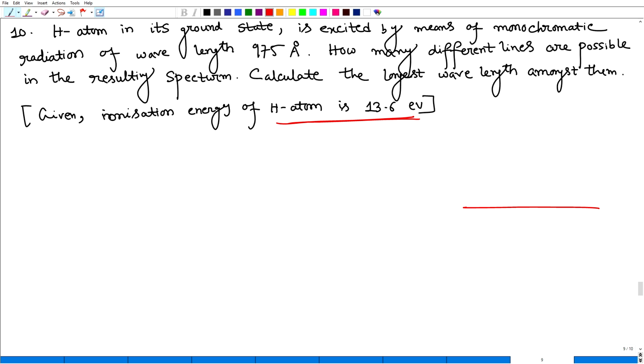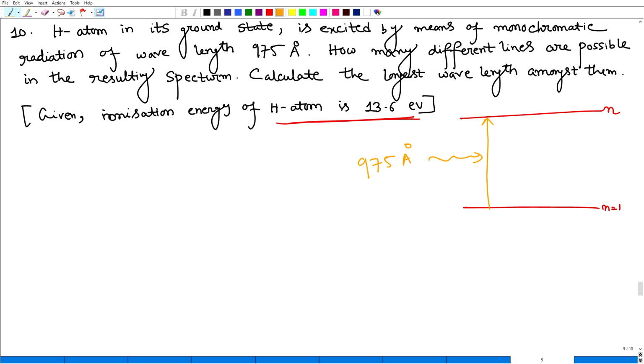Okay, so first we have to understand that from the ground state, meaning n equals 1 state, the excitation occurs up to which state? That is first important. Let's say some n state, we don't know, this excitation occurred due to that monochromatic radiation of 975 Armstrong, and from that n it can be de-excited to different energy levels. They asked how many de-excitations are possible, and they have asked for the longest wavelength amongst them. That means the shortest energy.